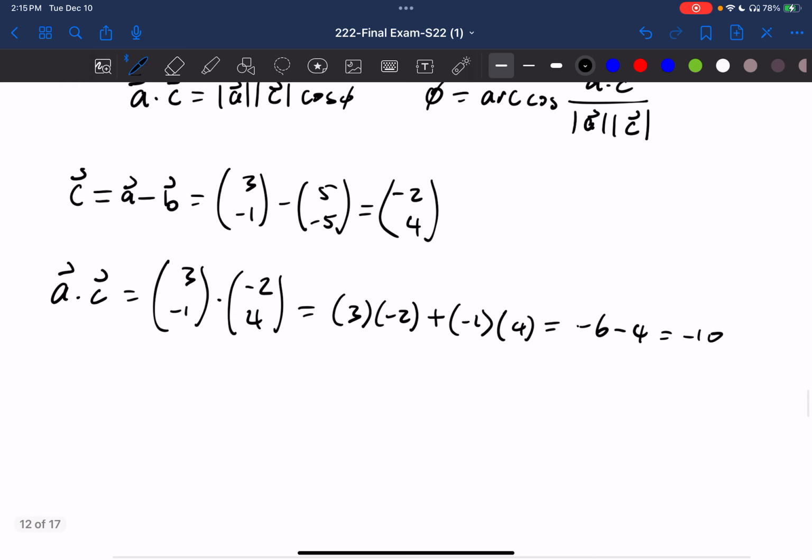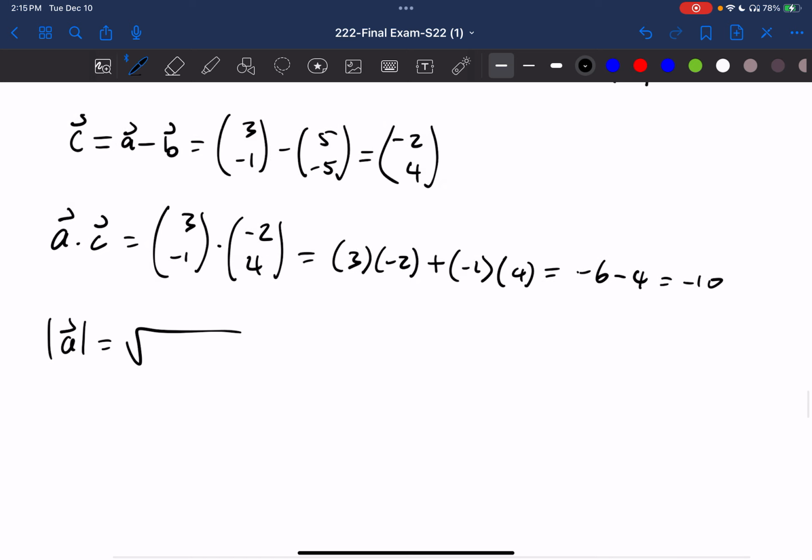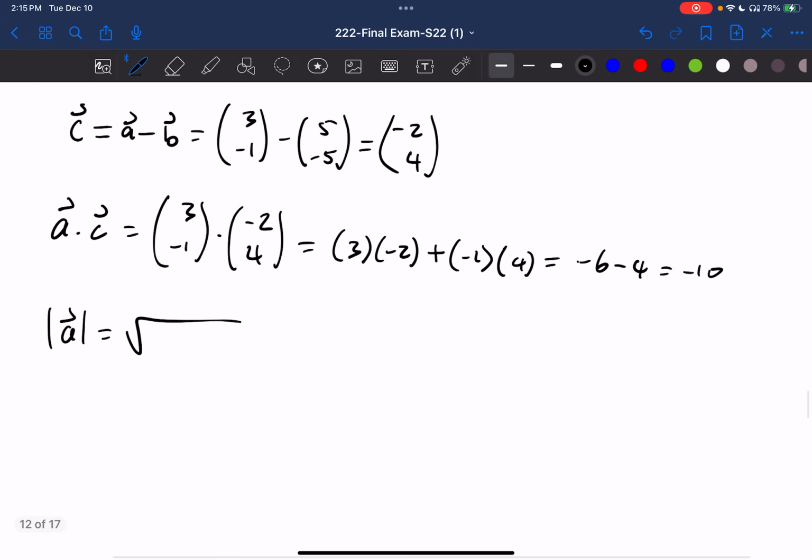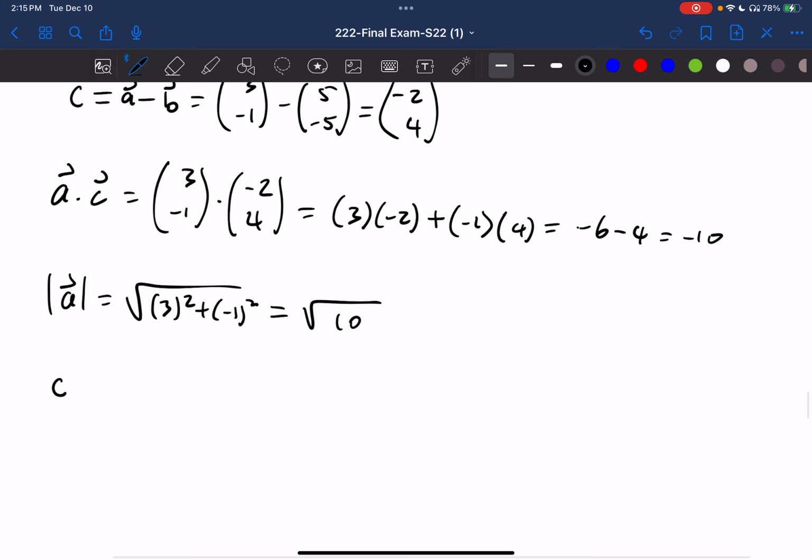Now let's compute the magnitude of A. This will be equal to the square root of 3 squared plus negative 1 squared, which will be equal to 9 plus 1, which is 10. Now let's calculate the magnitude of C. The magnitude of C is going to be equal to the square root of negative 2 squared plus 4 squared, which will be equal to 4 plus 16, which is going to be 20.